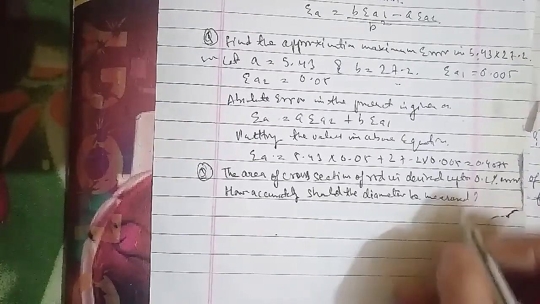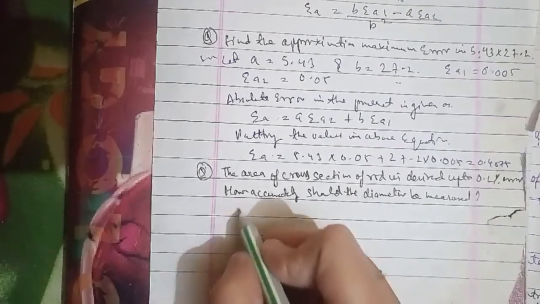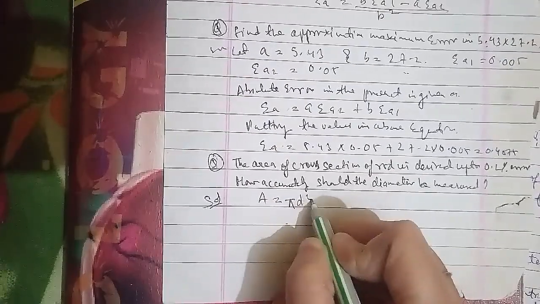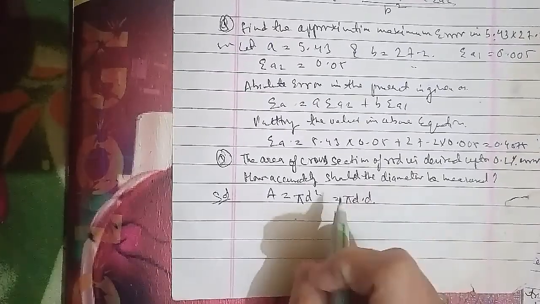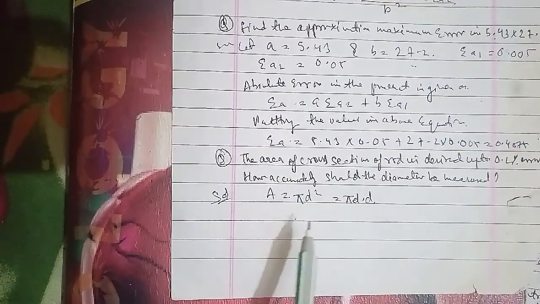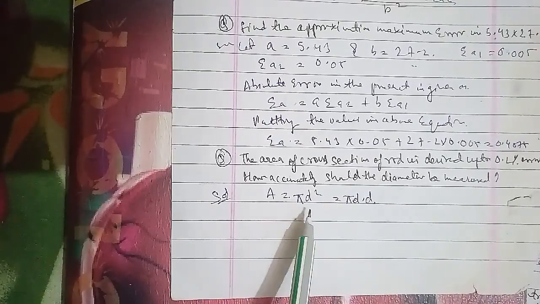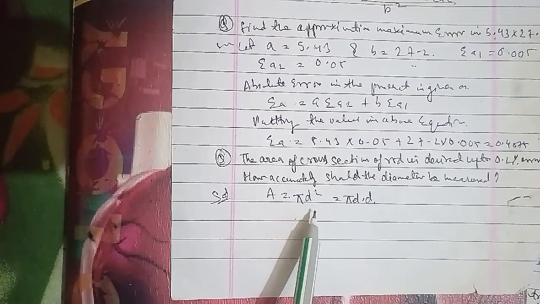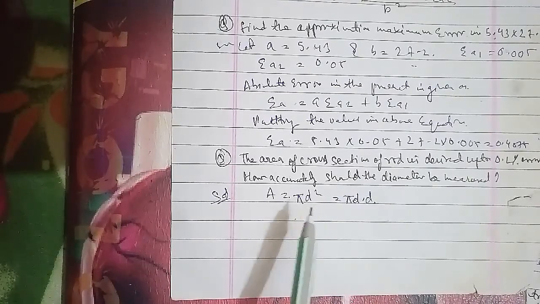So for that, the area A and the diameter d are related as A equals pi d square, which is pi d into d. Here the diameter is multiplied, that is d times d. The error in calculation of the diameter is reflected in the error in area, where the error in area is 0.2% or 0.002. In other words, this error of 0.002 is obtained due to the error in the product d times d.